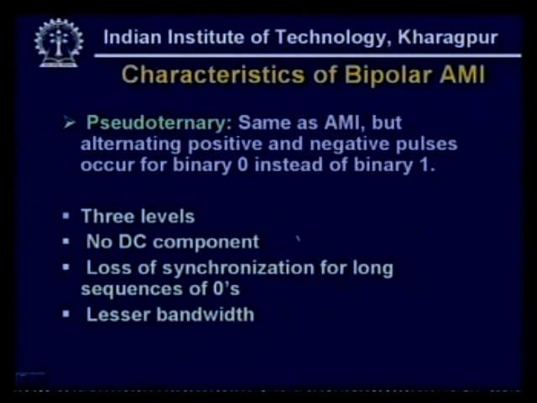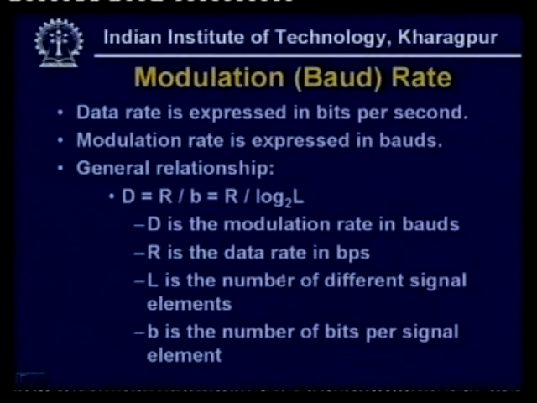So, you can use either of the two having the same characteristics, and obviously this is a very good feature, no DC component. Unfortunately, loss of synchronization for long sequences of zeros has made it not very useful. However, it has a very attractive feature, lesser bandwidth, as we shall see in the subsequent diagrams.